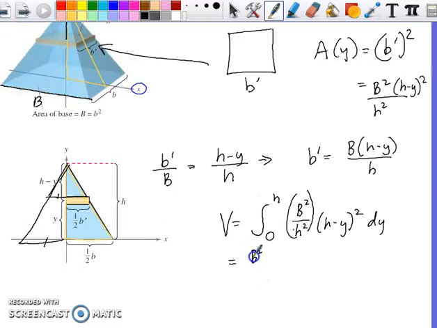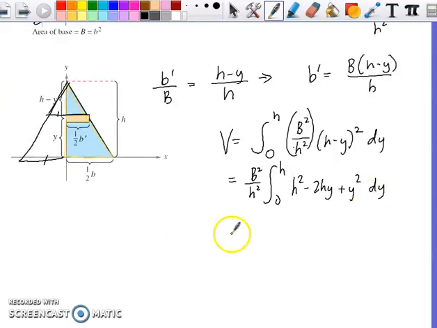So capital B squared over h squared, integral from 0 to h, of this h minus y squared, which would be h squared minus 2hy plus y squared, dy. We'll integrate with respect to y. Struggling today. And so if that's the case, then I'm going to get b squared over h squared, and then that's going to be h squared y minus hy squared, because I divided by 2 and I added 1 to the power of y. H is like a constant number. Plus y to the third power over 3.